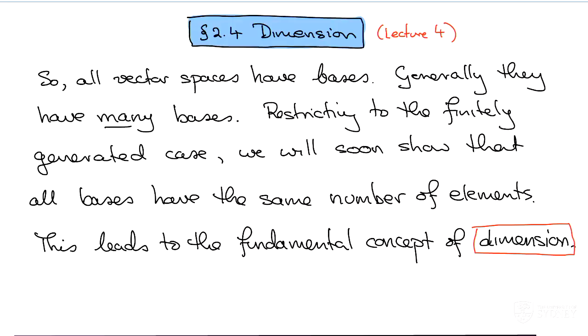Okay, so let's remember where we're at. We were talking about bases yesterday. So we showed in particular that every finitely generated vector space has a basis.